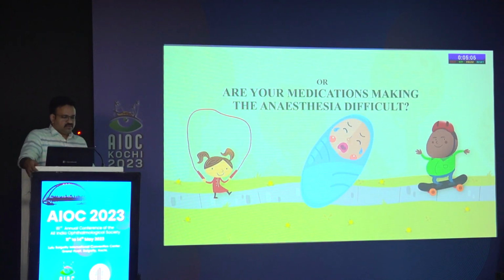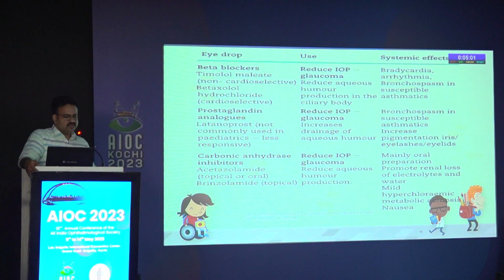And on the contrary, are your medications making the anesthesia difficult? Yes, they are, because you prescribe beta blockers, prostaglandin analogs, and carbonic anhydrase inhibitors. All these can cause various problems for us to deal with, like the beta blockers causing bradycardia, arrhythmia, and bronchospasm in asthmatic individuals, and prostaglandin analogs again can cause bronchospasm in susceptible asthmatic kids.